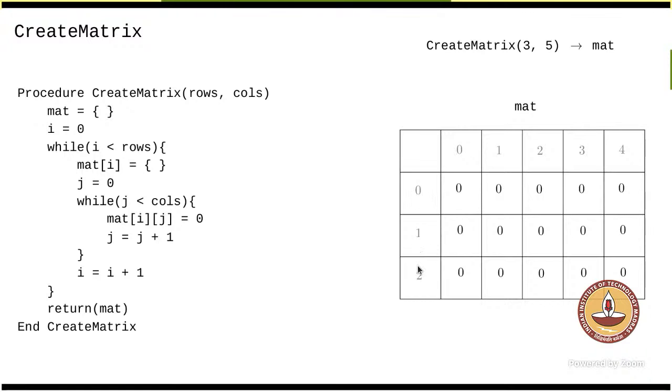We want 1, 2, 3. i equal to 1, j equal to 1. Okay, is that all? Is that the only thing you need to change? Yes, sir.